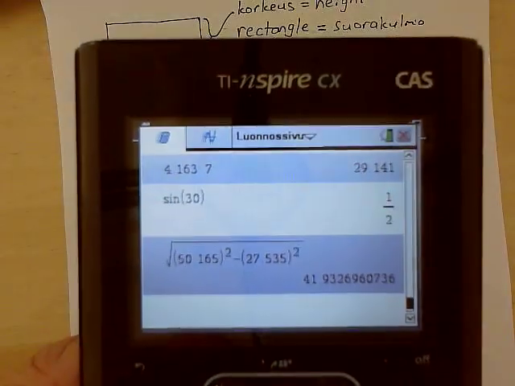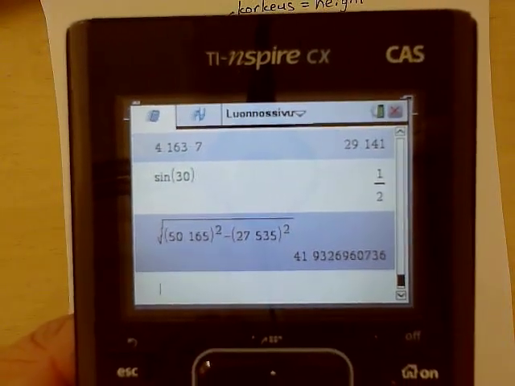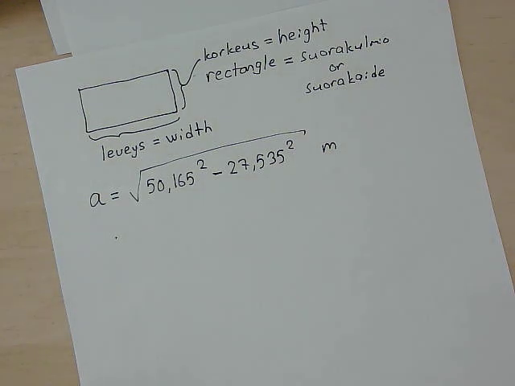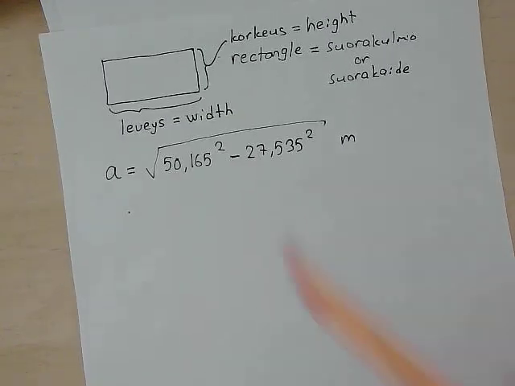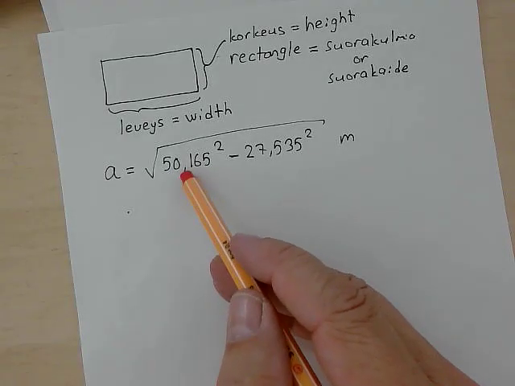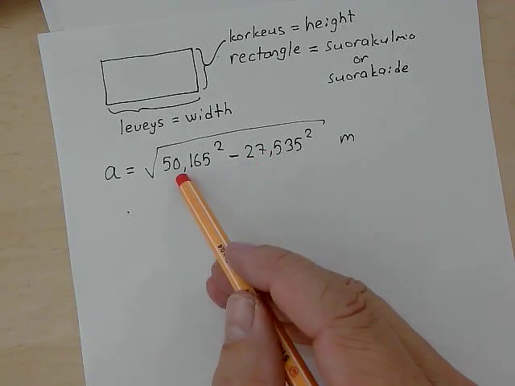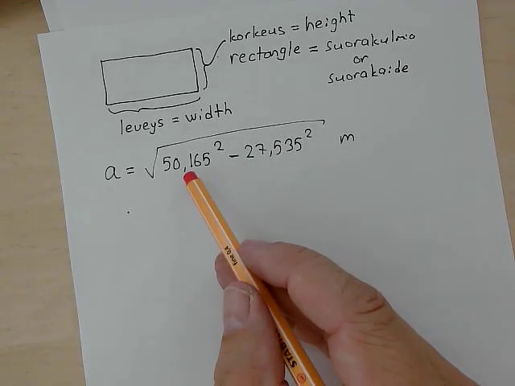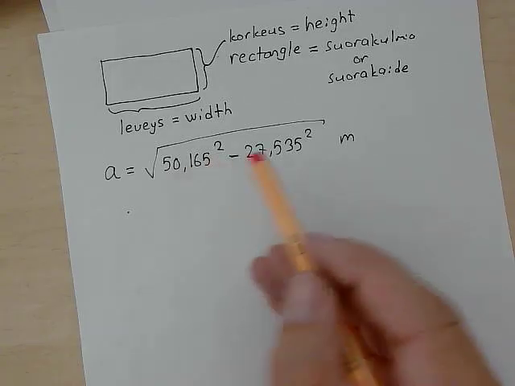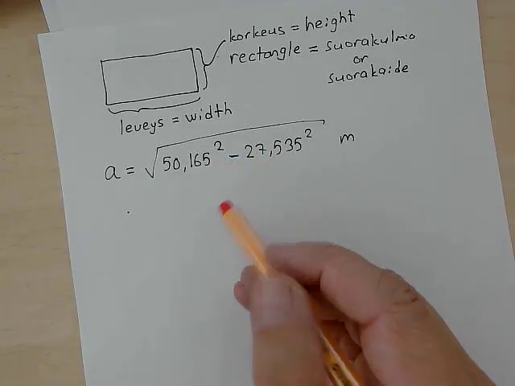Here's the result of the 41 point. By the way, as you see in Finnish, we mostly use this comma in the place of the decimal point. I think internationally it's usually a point or dot.